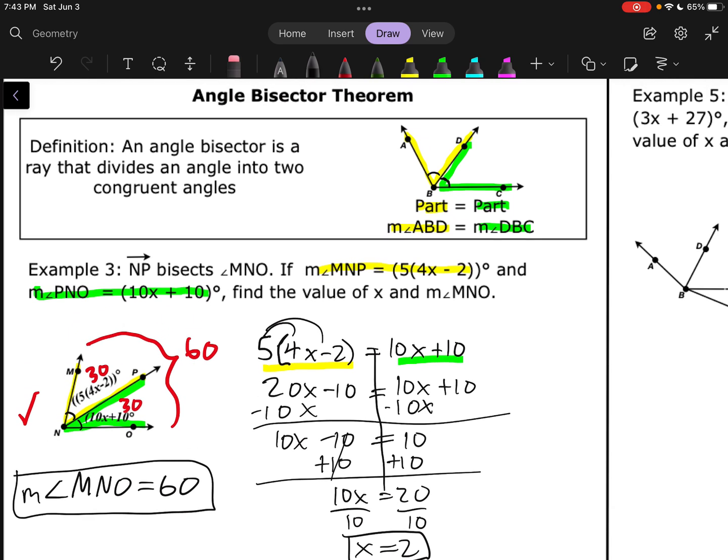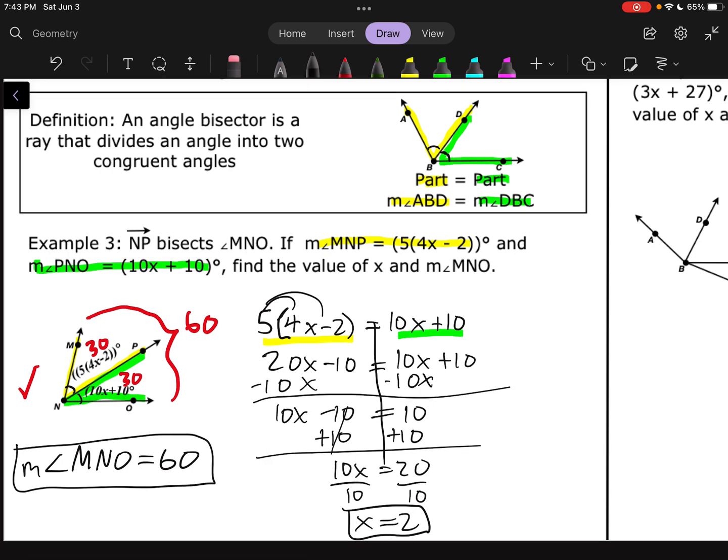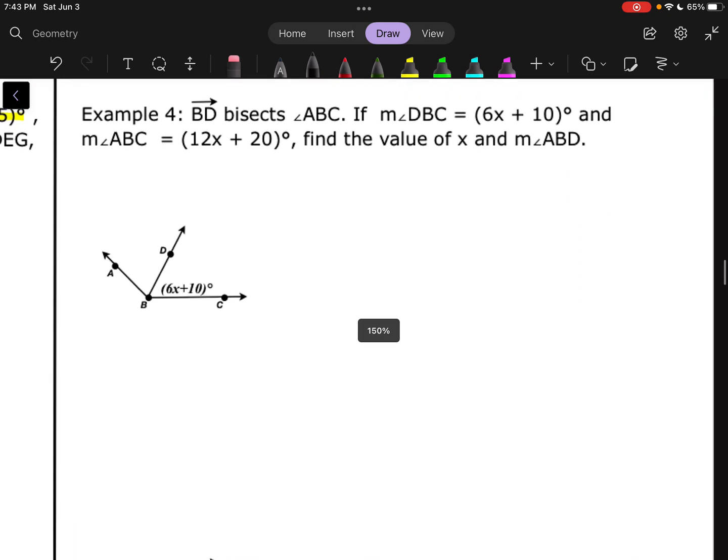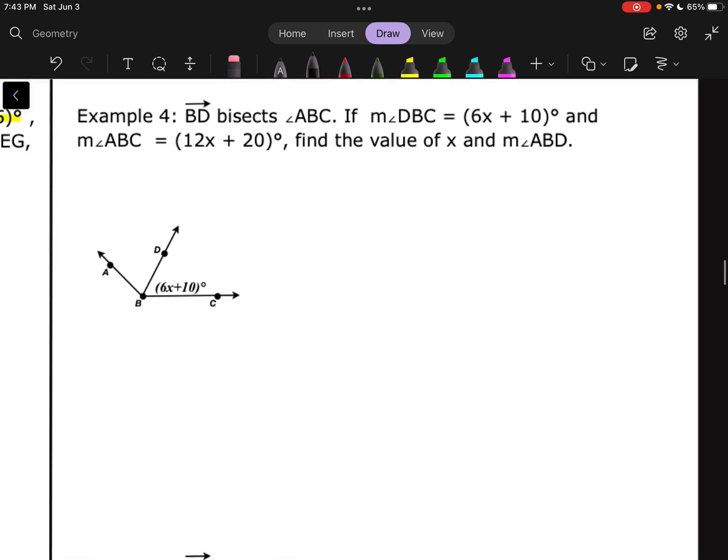All right, we are cruising. So let's check out this guy up here. This one says BD bisects angle ABC. Okay, so once again, if it bisects it, these two parts have to be the same. DBC is 6x plus 10, and ABC, oh, this is interesting. ABC, this whole thing, is 12x plus 20. Find the value of x and ABD.